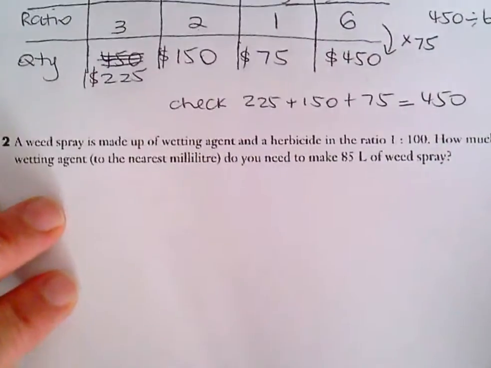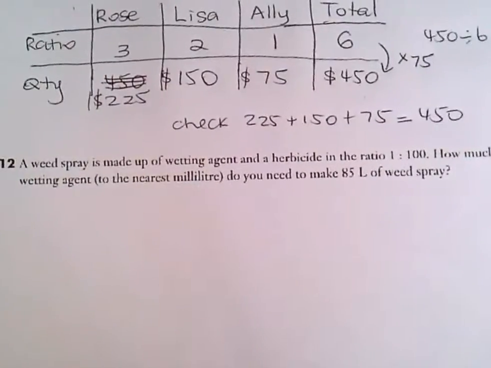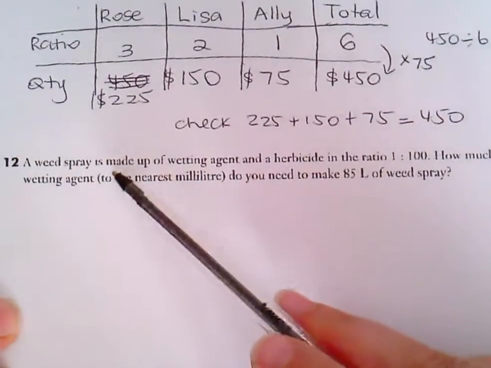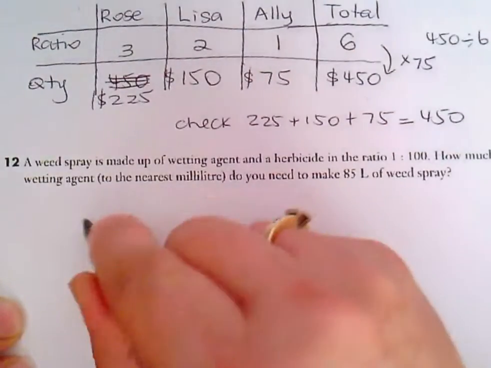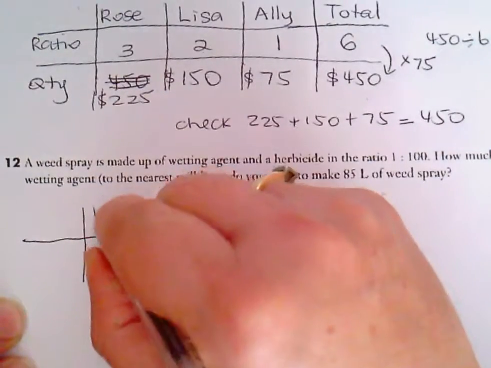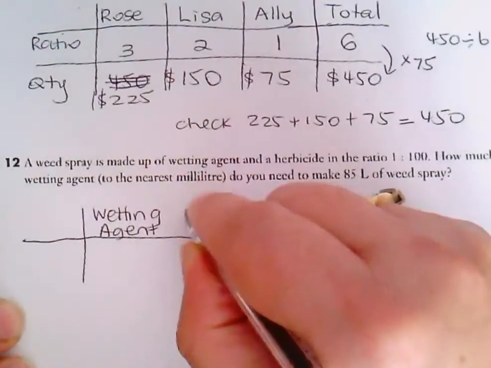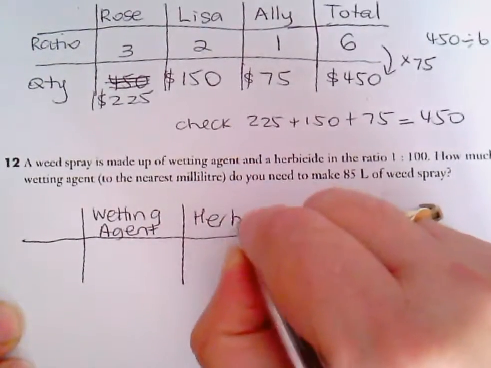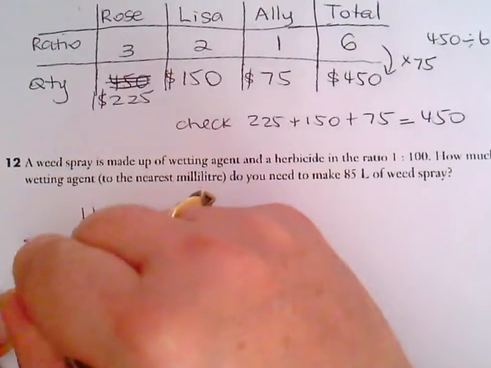Okay, question 12 now from your textbook. It says a weed spray is made up of wetting agent and a herbicide in the ratio of 1:100. So we've got the wetting agent and we've got the herbicide, and the ratio of those is 1:100, so I'll put ratio here.